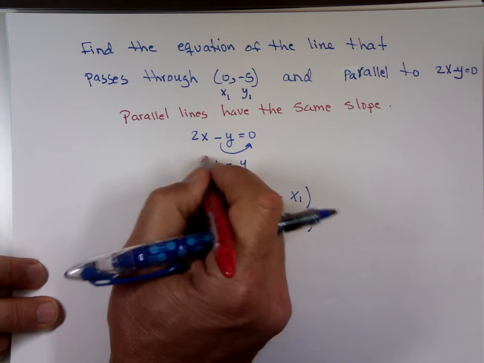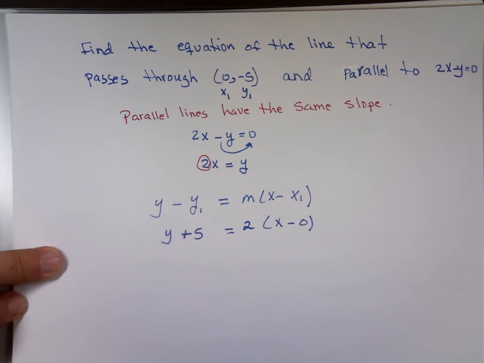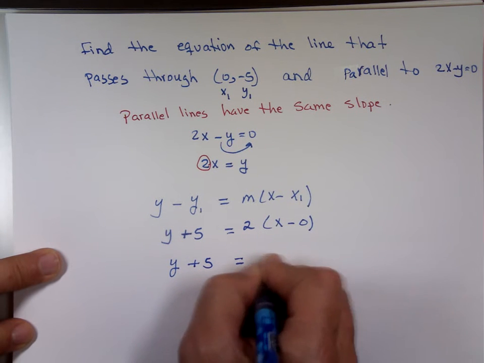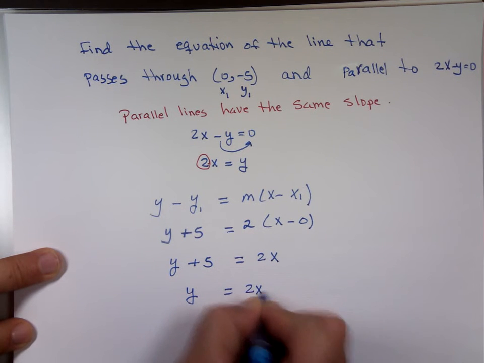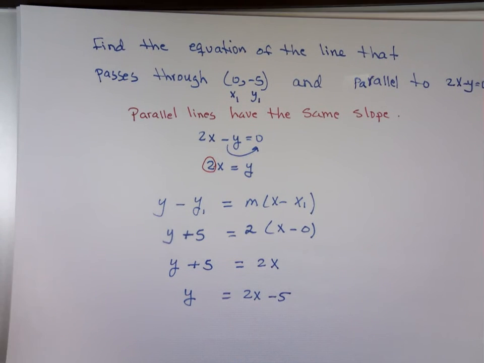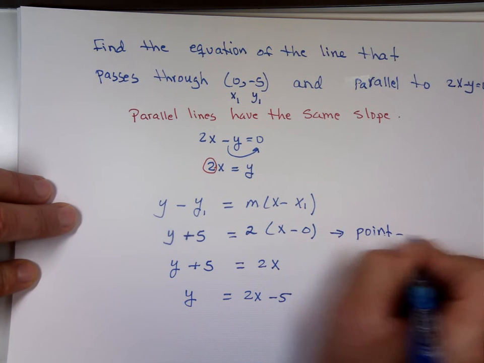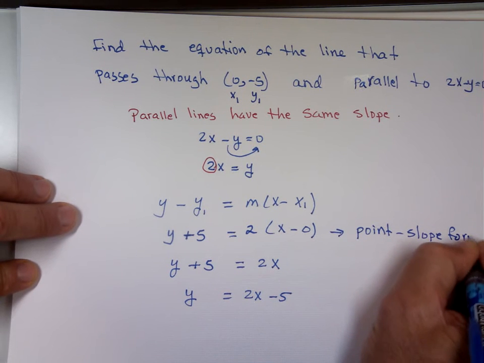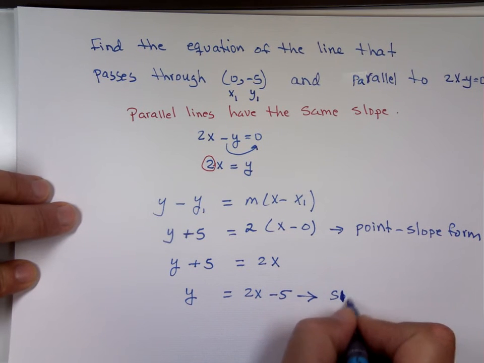Now take the 2 and put it down here. You have y plus 5 equals 2x. Y equals 2x minus 5. Again, it depends on the form they want it. This is point slope. And this is slope intercept form. I'm dyslexic today.